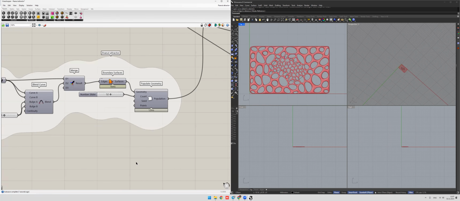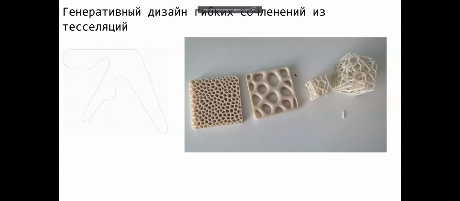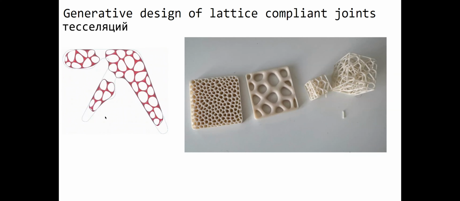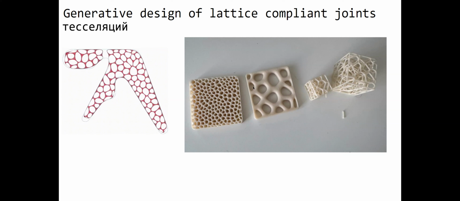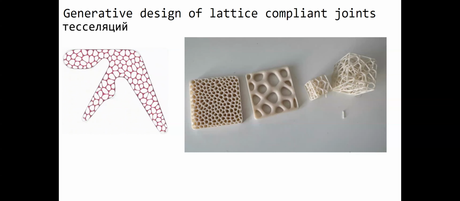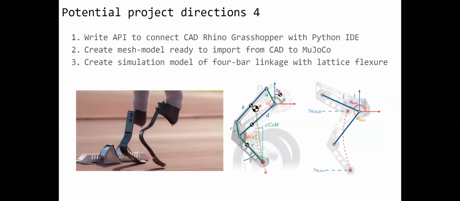So that's the idea of the project, to use lattices for compliant joints. And here you can see how it's made from some kind of random curve. And at the right, you can see 3D printed designs, which I made when I was trying to use this CAD design tool for making these lattices. And these are the key parts of this project.